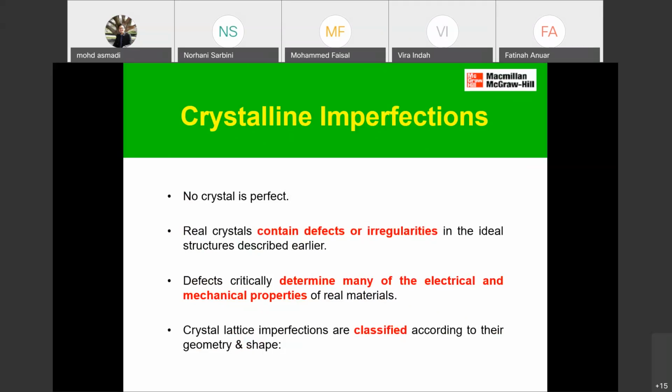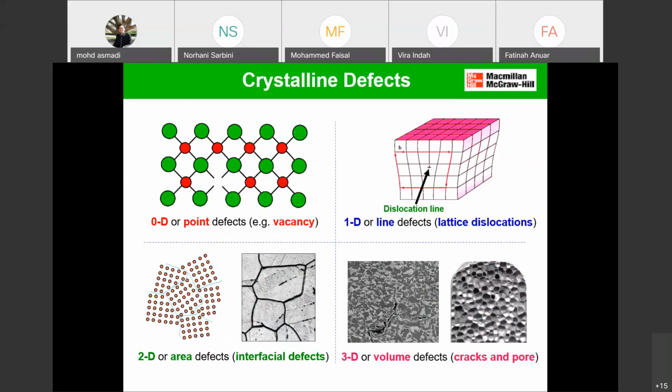If you look here, there are four types of crystalline defects, three main divisions actually. 0D, or we call it point defects. An example is vacancy. Or 1D, or line defects, we call lattice dislocations, so some part is dislocated. 2D, or area defects, these are interfacial defects. This is an example for each defect.